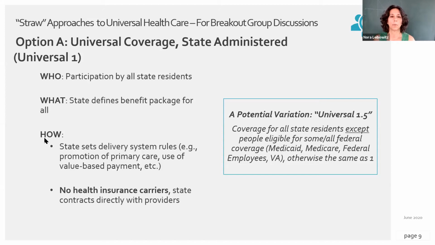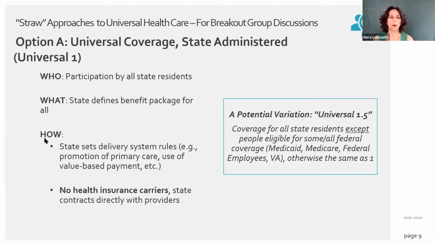And for this program where the state is administering, this is the one with the most state engagement. The state would define the benefit package that would apply for everyone. It would also set the rules for the delivery system, and that includes promoting primary care, encouraging or requiring the use of value-based payments, et cetera. Kind of how does care get delivered and how does it get paid for?